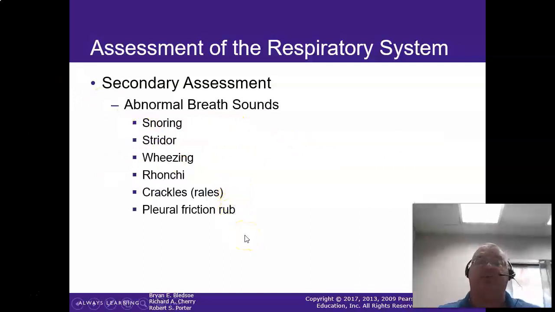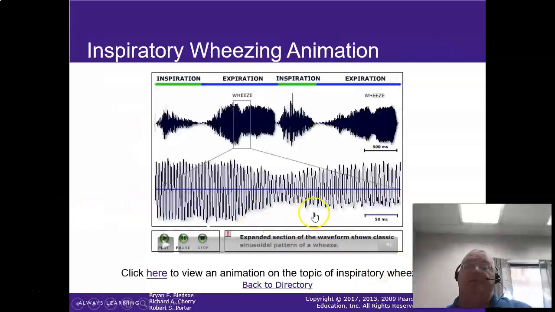Your abnormal sounds, of course, are snoring, stridor, wheezes, rhonchi. Snoring and stridor are both in the upper airway. All these others are usually down in the lower airways. Wheezes are tight, rhonchi are thick junk, crackles are thin fluids, pleural friction rubs are no water. Okay? And it's very important that we understand that and understand the difference between them.